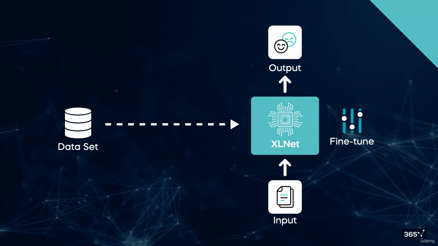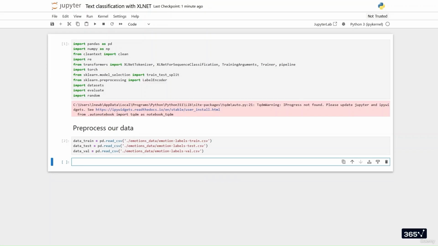So let's get started. The first thing we'll want to do is import the packages and functions that we need, so you can see the list that we'll need for the next few lessons here. We have the pandas package, NumPy, clean text, RE. From the transformers, we'll be importing the XLNet tokenizer, the XLNet for sequence classification, the training arguments, the trainer, and pipeline. We'll also import torch, and from sklearn we want to import train test split and the label encoder. We'll also need the datasets, evaluate, and random packages.